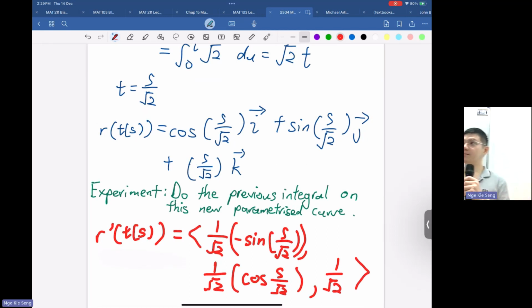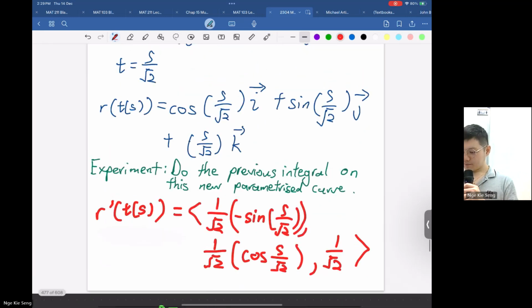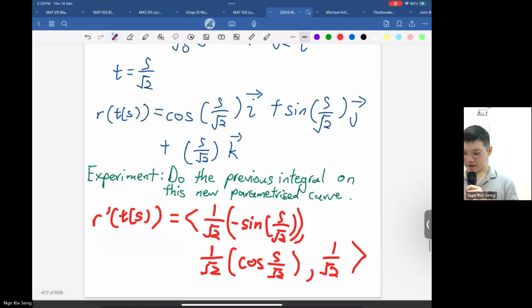What's the length of this? Length of this. Jinsen, what's the length of this? The length of this?